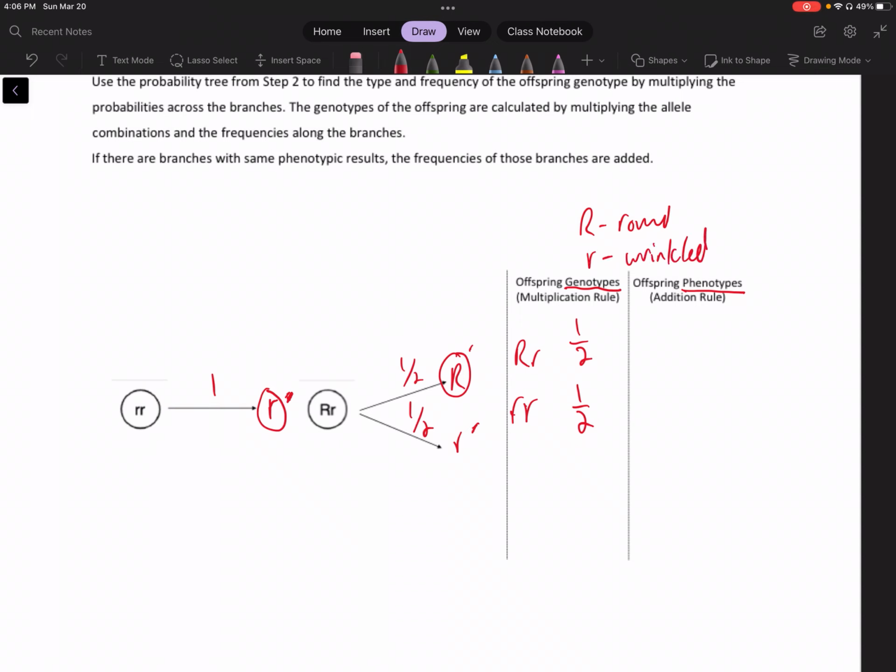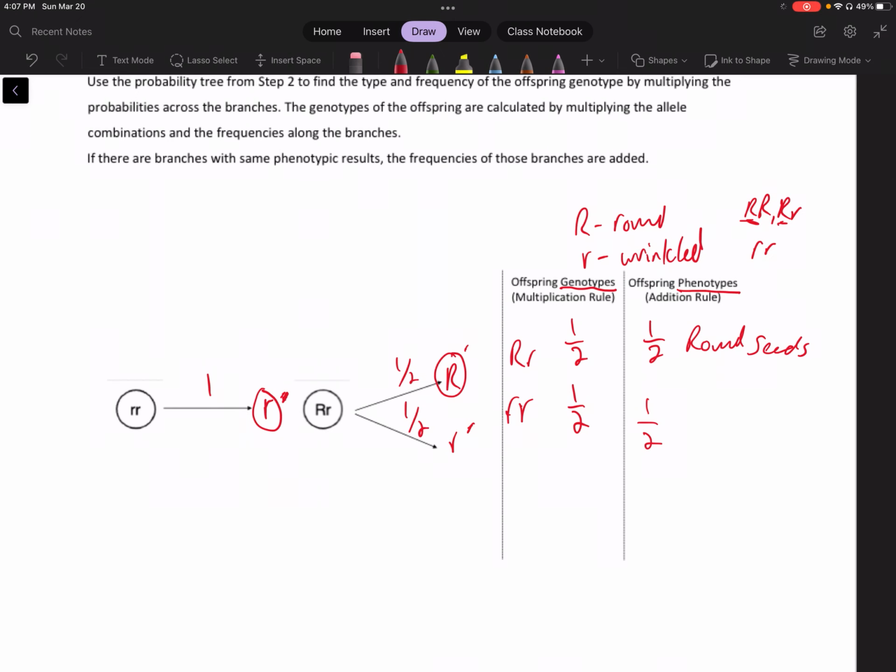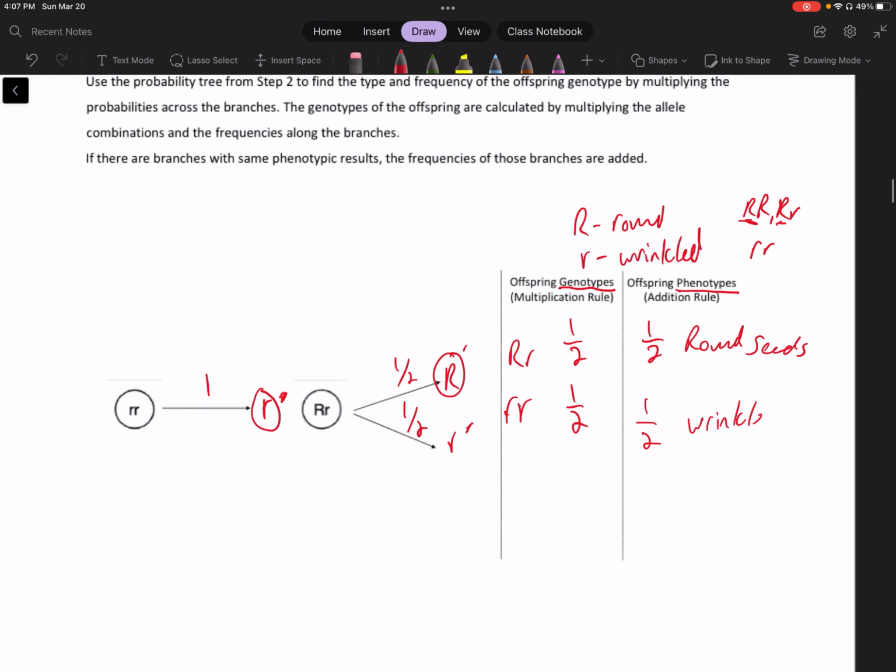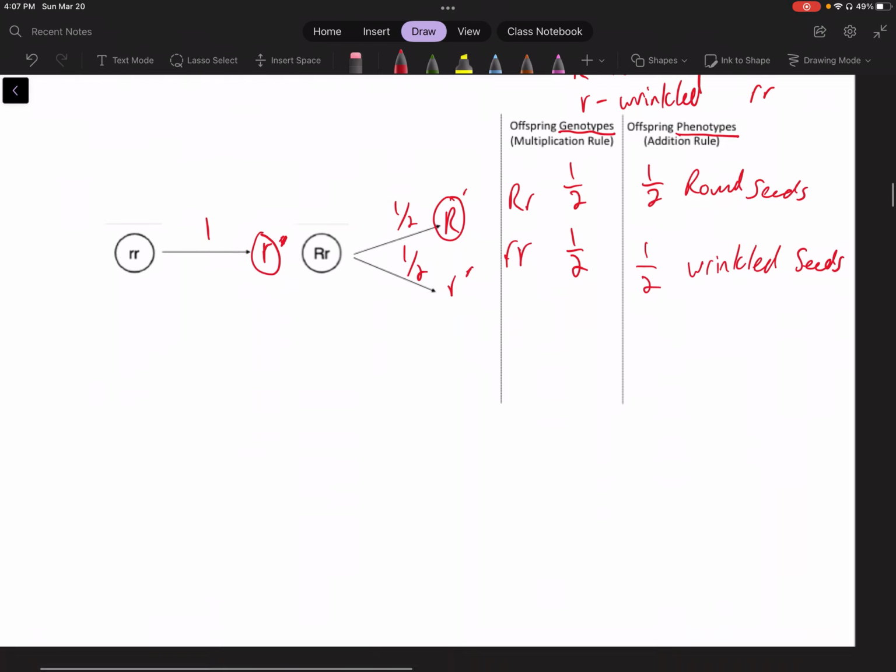Now remember, lowercase r, in order for it to show up, has to only be homozygous recessive. If we have this or this, it's going to show up as dominant because there's a capital R in those two alleles within that trait. So this capital R, lowercase r, we're going to add them up together. So there's 1/2 of those because there's only one of those. So 1/2 is going to be round seeds, right? Lowercase r is going to be 1/2 because there's only one of those. Wrinkled seeds, okay?